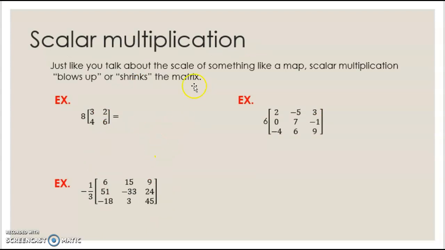On 6, scalar multiplication. Just like you talk about the scale of something like a map, scalar multiplication blows up or shrinks the matrix. All you're going to have to do when you have a number out front is multiply that number by each entry.